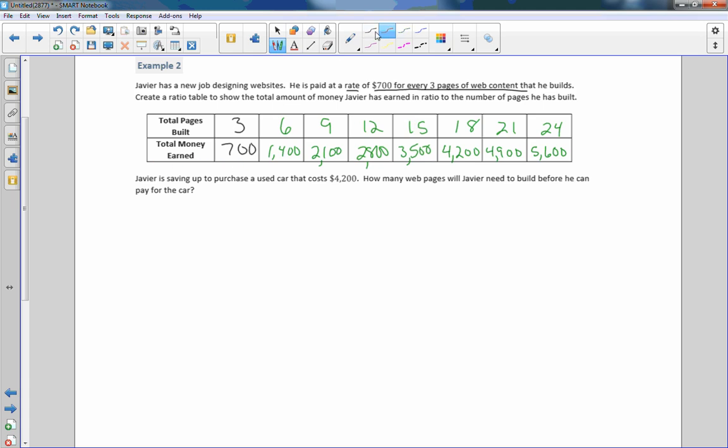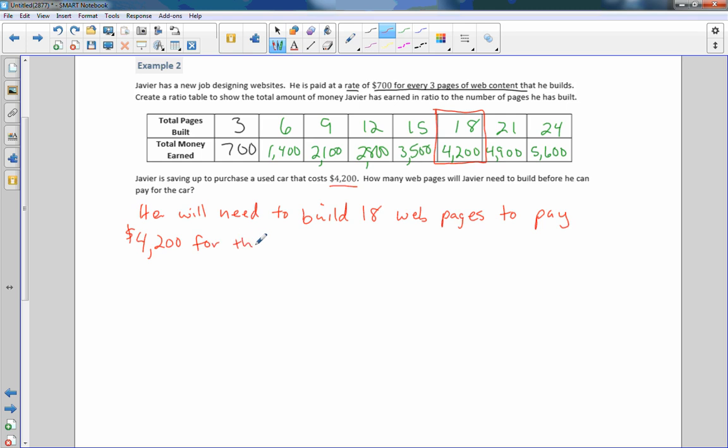Xavier is saving to purchase a used car that costs $4,200. How many web pages will he need to build before he can pay for the car? So I look over here, and luckily enough, the exact value is in the table. So I would say he will need to build 18 web pages to pay $4,200 for the car.